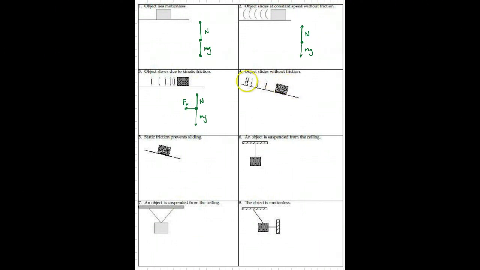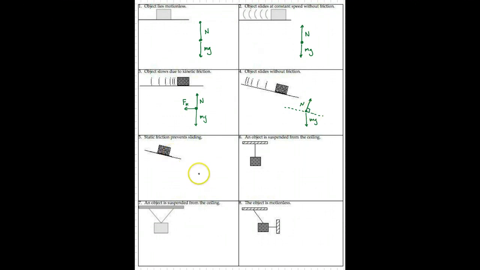Okay, object slides without friction, so it's speeding up going down the hill here. It's only interacting with the incline and the earth. So the earth, there's the weight down, and this is a normal force here. So if the incline is like this, the normal force is perpendicular to that. Okay, drawing the incline in with a little dotted line is a great idea.